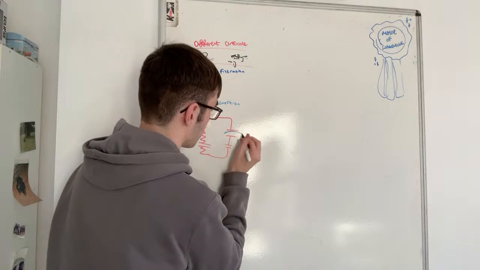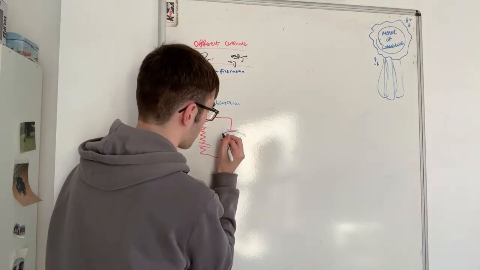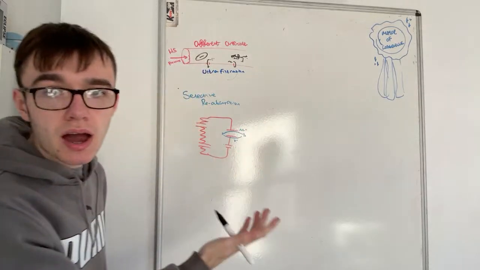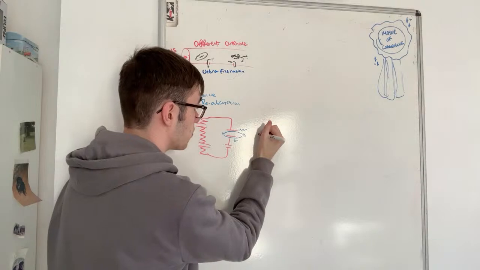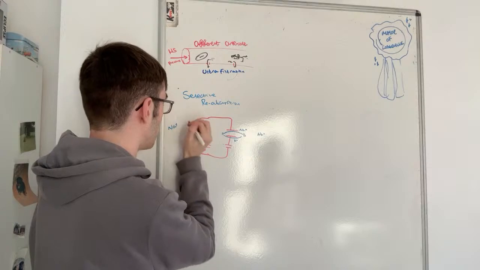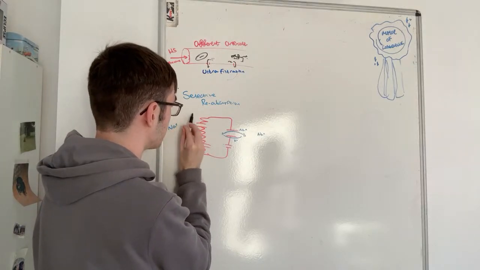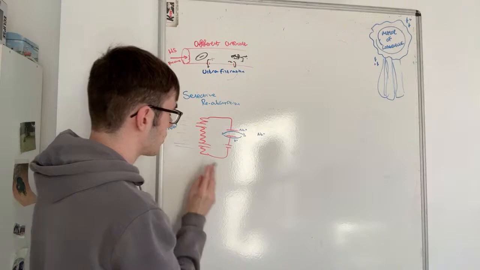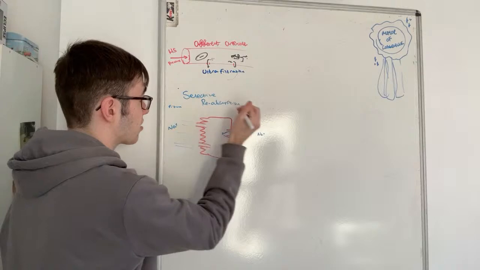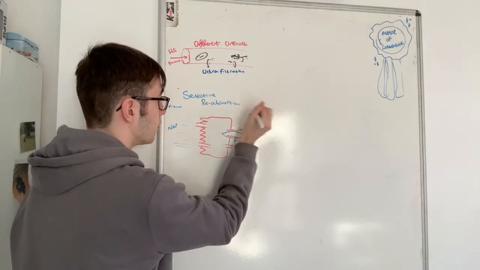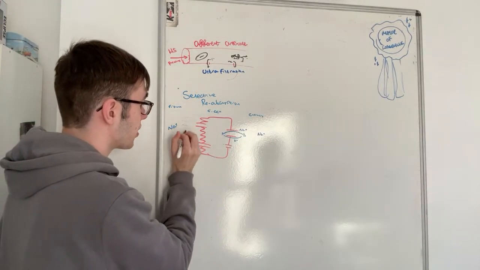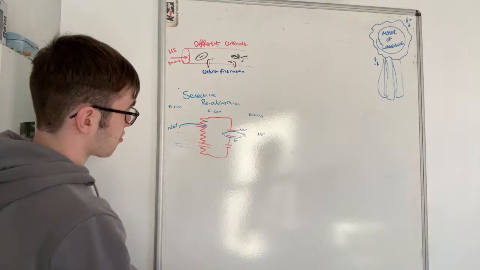So, selective reabsorption. Firstly, we have the NaK pump, the sodium-potassium pump, which pumps out sodium via active transport. Because there is now less sodium inside the epithelial cell, sodium from the filtrate, sorry, this is the filtrate, that's the capillary, that is the epithelial cell, is going to enter via facilitated diffusion.